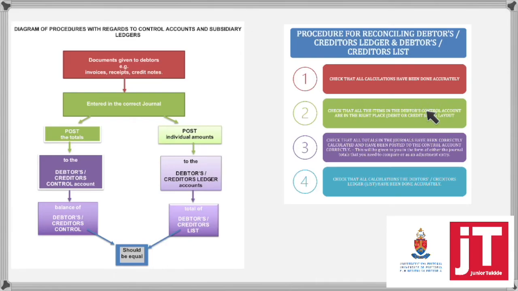Then we're going to check if certain items in the control accounts are in the correct place. In other words, are the debits on the right side or the credits on the right side? So this is very important, the layout of your T accounts. If we're working with an asset, we have debtors control, balance, debit brought down, sales on the debit side, and then on the credit side, the payments from the debtors or the receipts from the debtors and the allowances, and so forth.